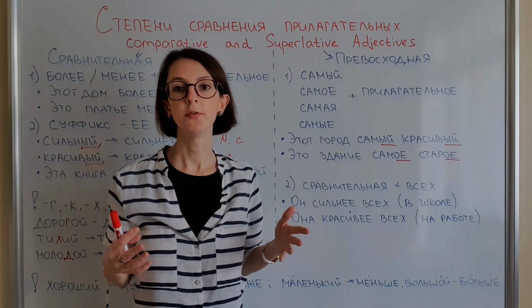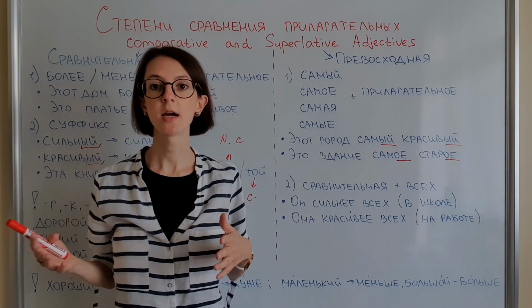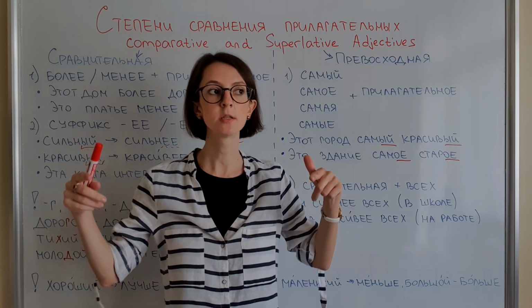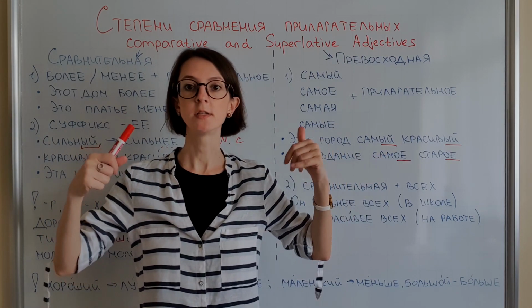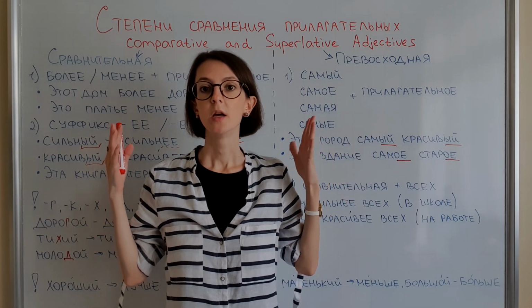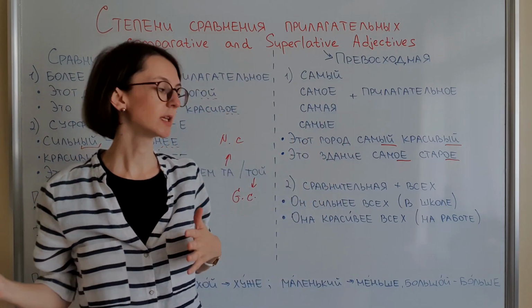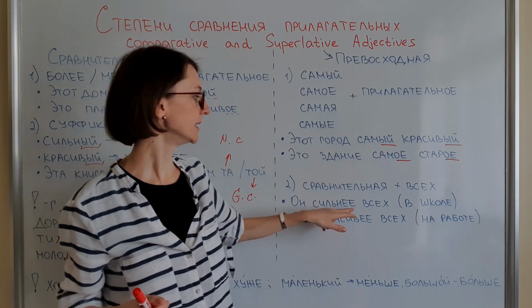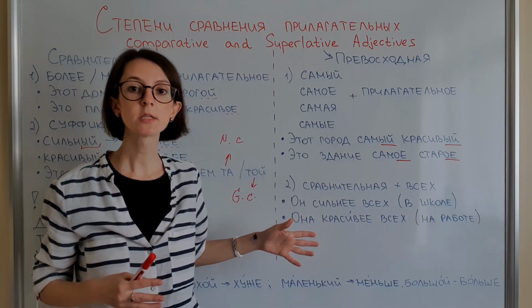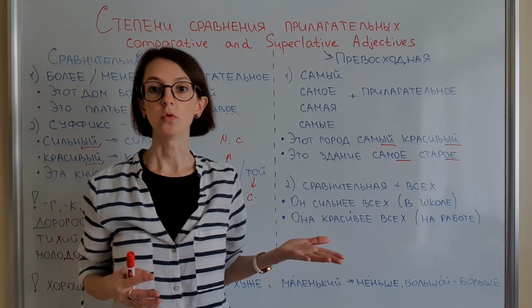And if you need, you can specify of everyone where: in this apartment, in your office, in the world, etc. You can put the location. For example, он сильнее всех в школе. He is the strongest in the school.